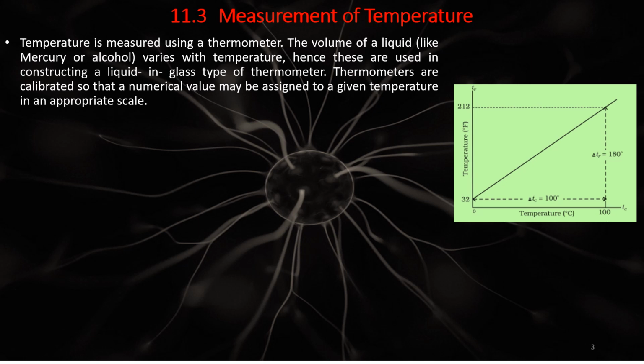So, to summarize, temperature is measured using a thermometer. The volume of a liquid like mercury or alcohol varies with temperature. Hence, these are used in constructing a liquid in glass type of thermometer. Thermometers are calibrated so that a numerical value may be assigned to a given temperature in an appropriate scale.